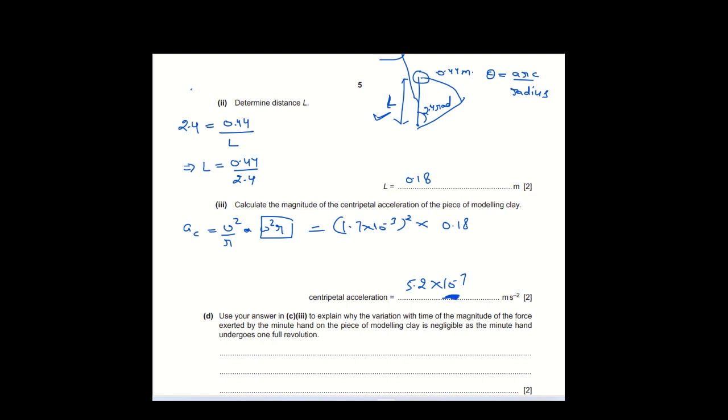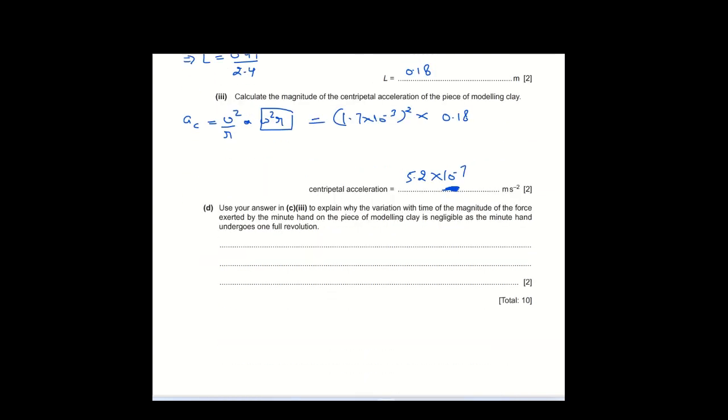Now D part is: use your answer in C3 to explain why the variation with time of the magnitude of the force exerted by the minute hand on the piece of modeling clay is negligible as the minute hand undergoes one full revolution. Now, as I have told you in the above part of the question, C3, the centripetal acceleration we have calculated is 5.2 into 10 raised to power minus 7, and this value here is very small.